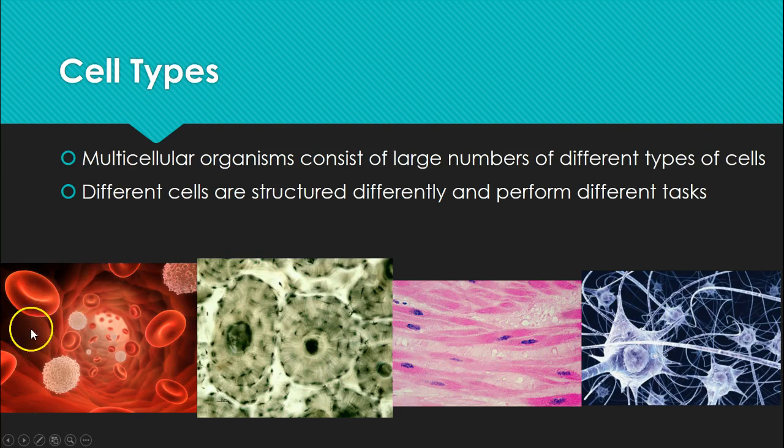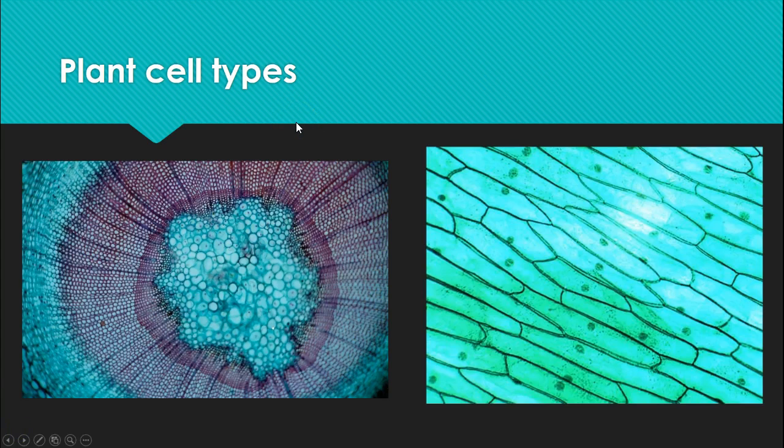So we can see here we've got red blood cells, which are this cell here, and then we've got white blood cells here, and they both perform different tasks in the body, but they help to make sure that the body functions properly. We have bone cells here and muscle cells, which are these long elongate cells, and we also have neurons over here as well in your brain. And these are all different types of cells that have different functions but work together to make an organism function properly. So here we have some different plant cell types.